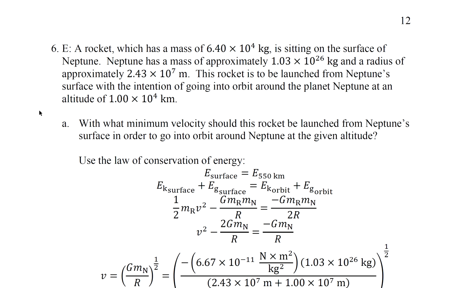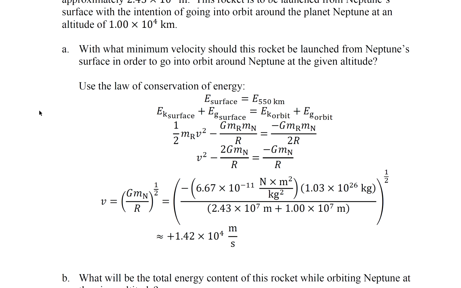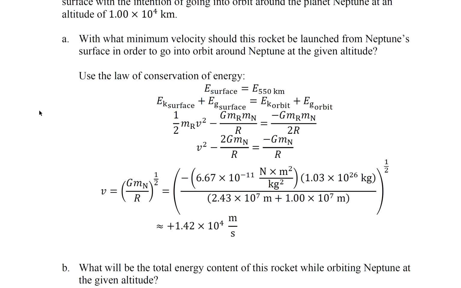With what minimum velocity should this rocket be launched from Neptune's surface in order to go into orbit around Neptune at the given altitude? So use the law of conservation of energy. The total energy of the object at the surface of Neptune is equal to the total orbital energy when we're above Neptune.